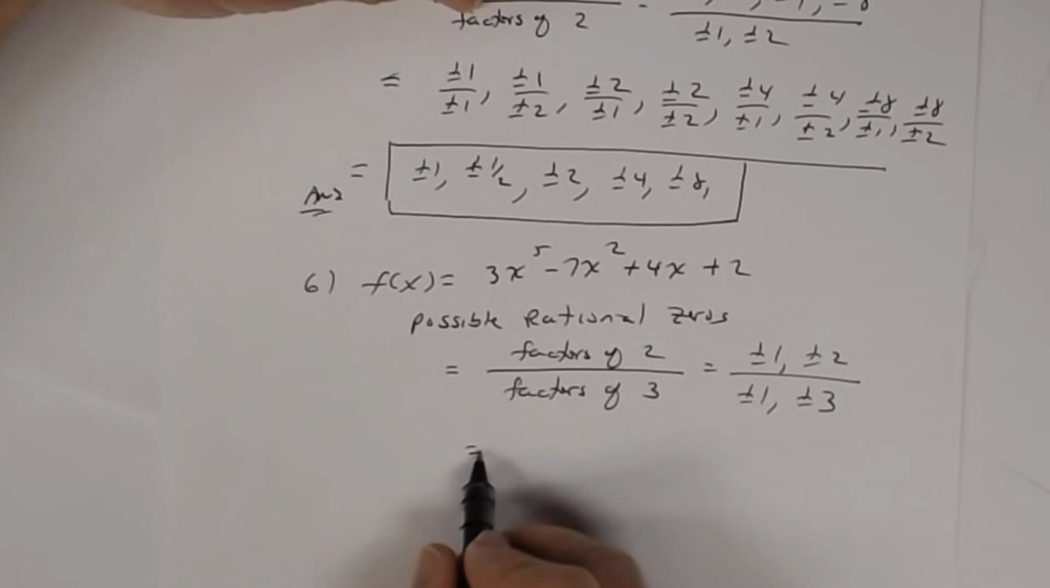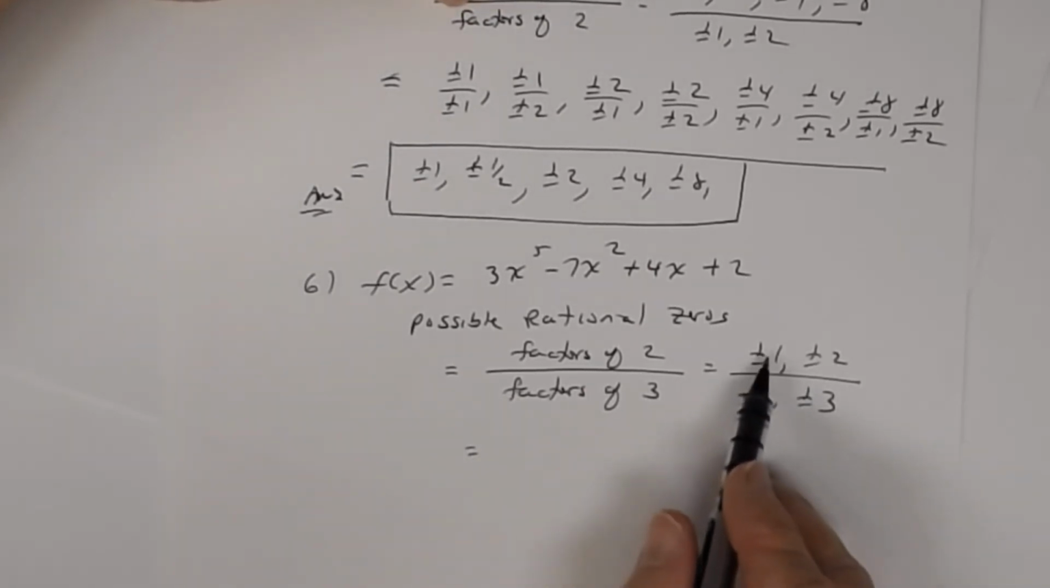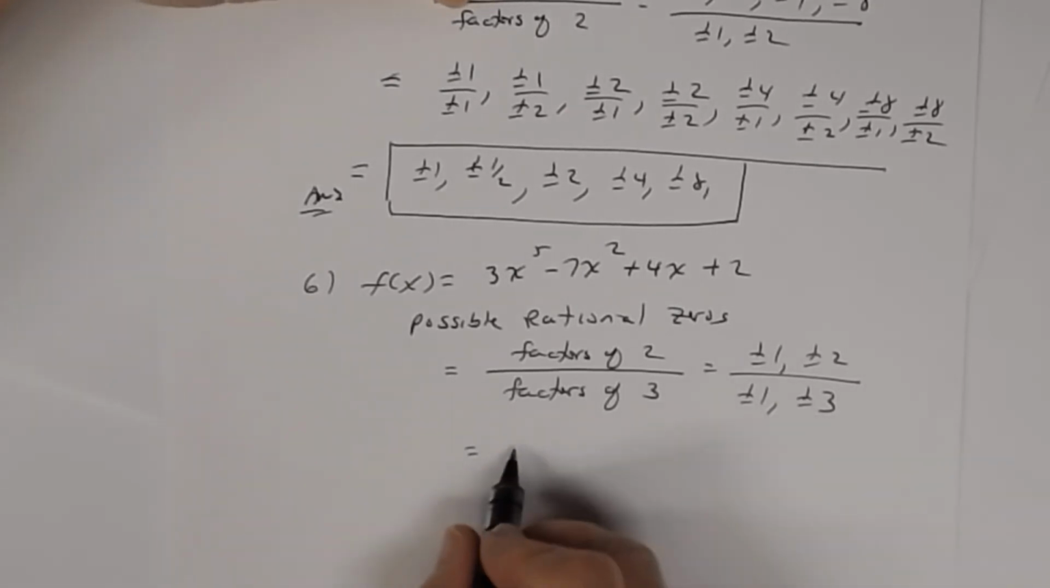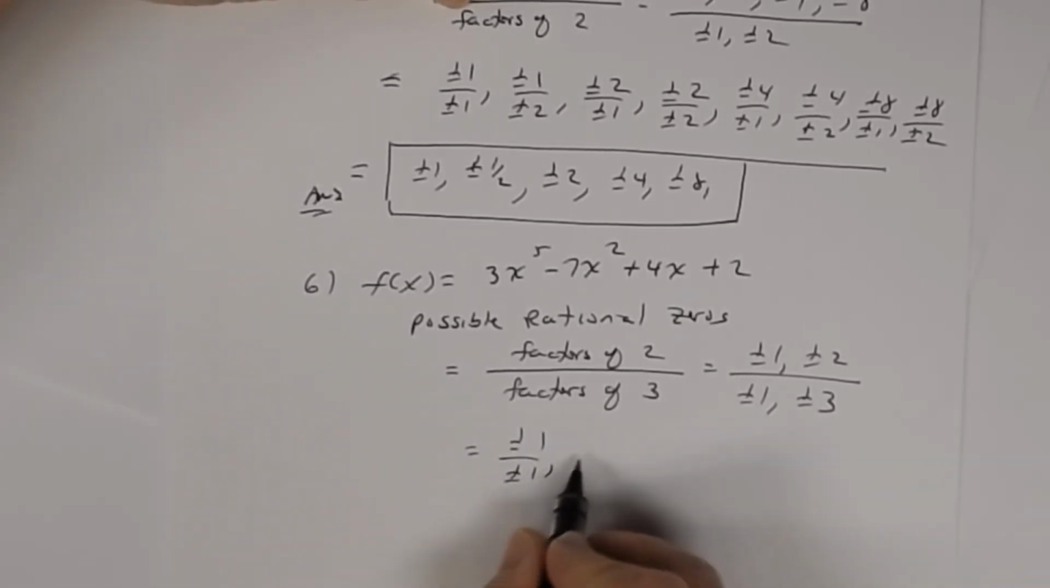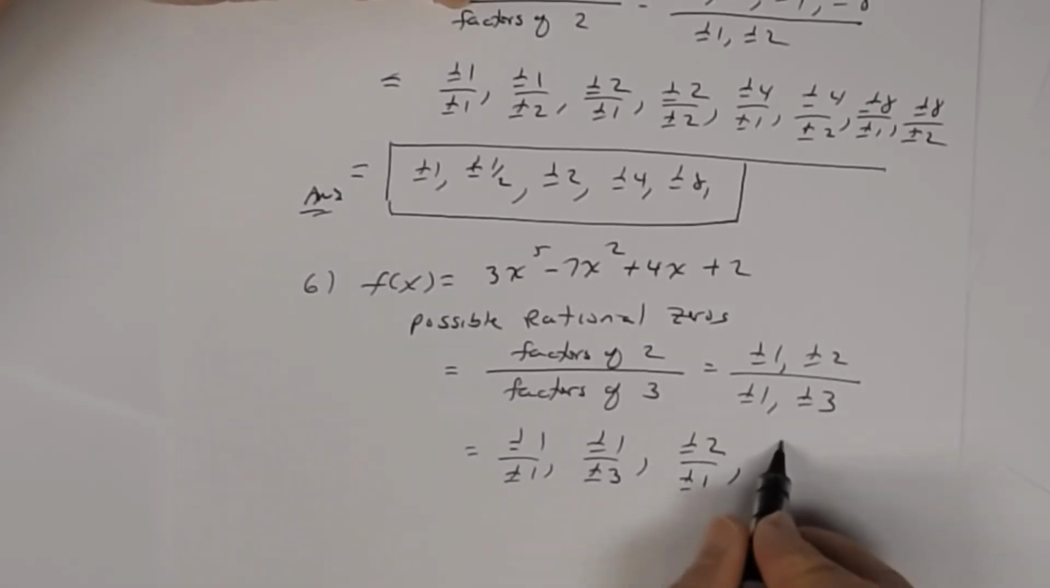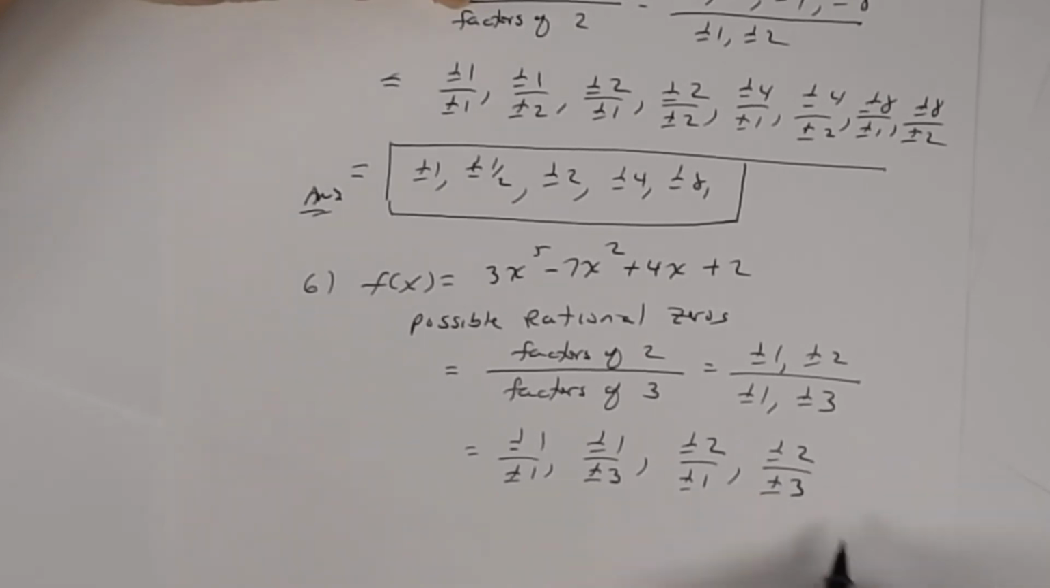And then, let's go ahead and rewrite this then. Plus or minus 1 divided by each of these, plus or minus 2 divided by each of these. Plus or minus 1 divided by plus or minus 1. Plus or minus 1 divided by plus or minus 3. Let's do the next one. Plus or minus 2 divided by plus or minus 1. Plus or minus 2 divided by plus or minus 3.